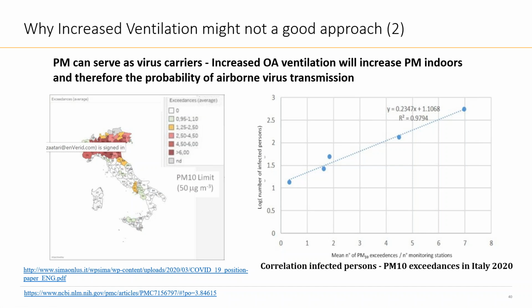There's another article about this. Recently in Bergamo, which is one of the hot spots in Italy, researchers took outdoor air samples. And in these outdoor air samples, they found COVID-19, or SARS-CoV-2. So they are further saying that this is not only a correlation, it's actually also a causation.